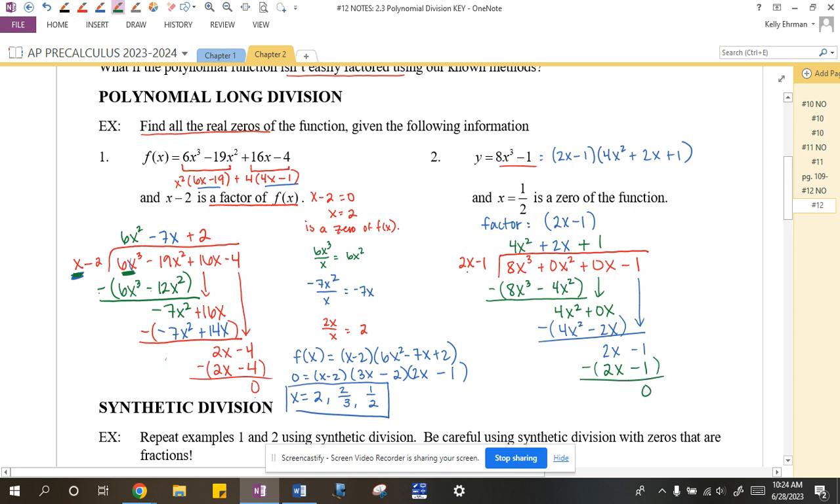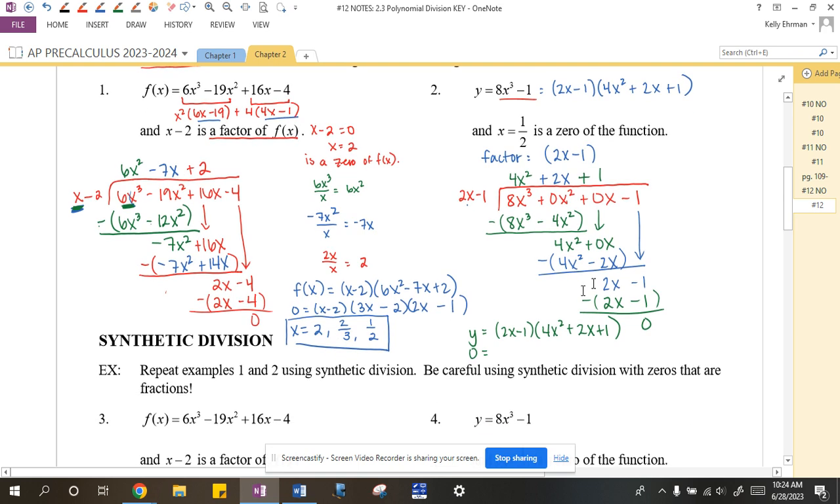Remember, we're supposed to be getting 0 for these because the values that we're dividing by are factors, which means that a factor of something divides into it nicely without a remainder. We're supposed to be finding all the zeros. So now we have this y factored into 2x minus 1, the factor that we divided by, times our quotient, 4x squared plus 2x plus 1. Now that does not factor. I have to find all the real zeros.